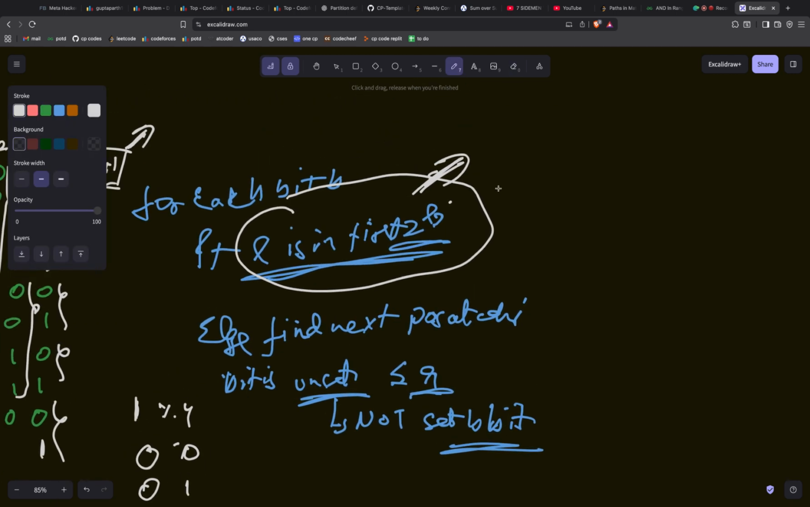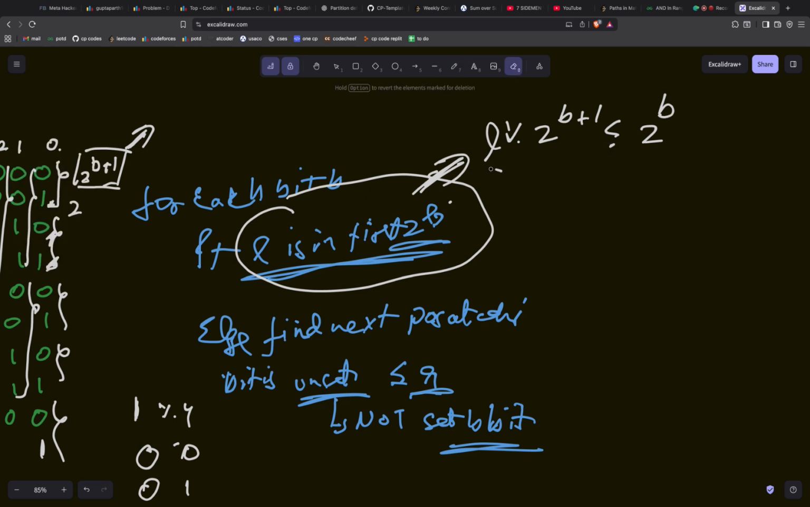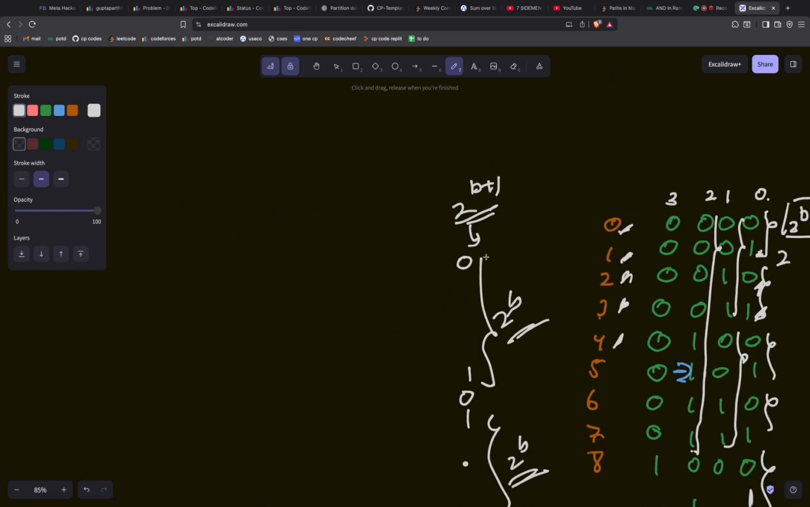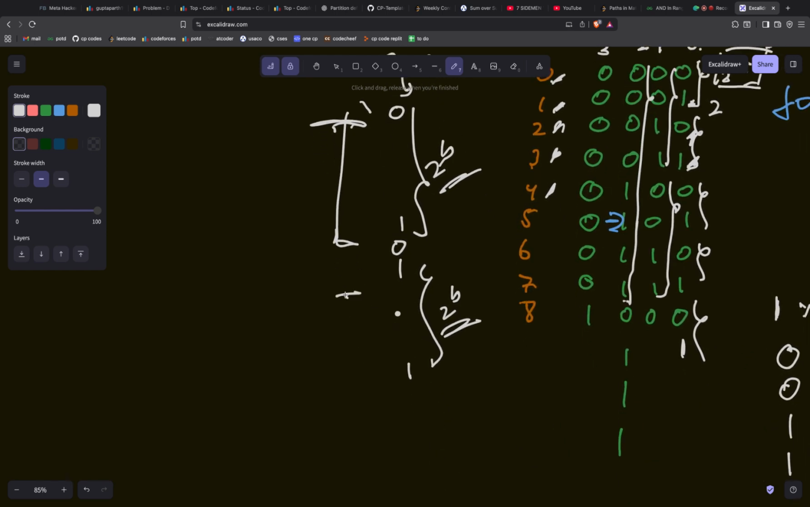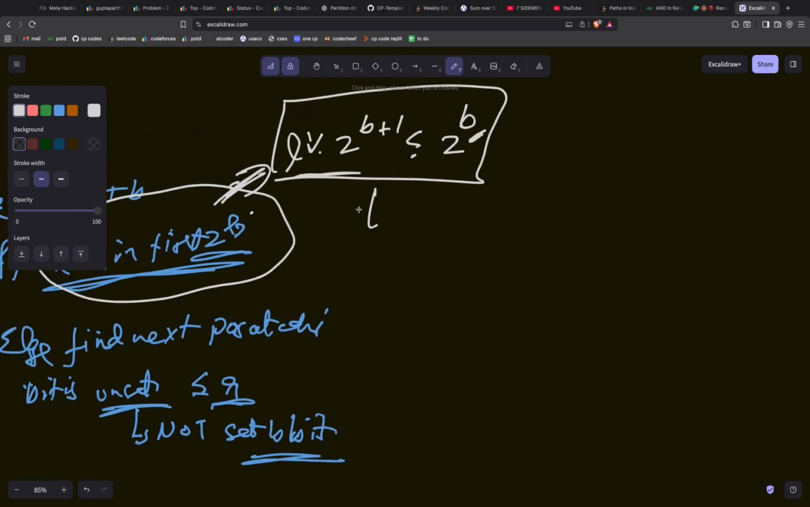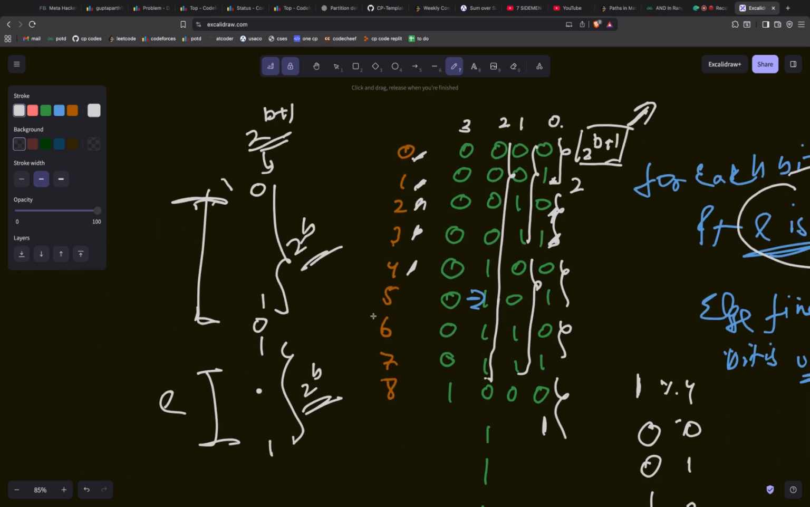So for this, we'll just check that L modulo 2 raised to power b plus 1 is less than 2 raised to power b. If this is the case, then L's bit is not set. So basically, we are saying that here L is in this part. If L is in this part, then this condition is not satisfied. Then we'll go here.